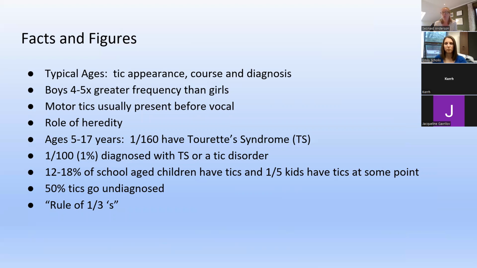And there's the role of heredity, so these are genetic in nature. This is an involuntary neurological condition, and the age of onset is around 5 to 7. That's usually when tics start. It's believed that around 1 in 160 have Tourette syndrome, and about 1 in 100, about 1% of the population, are diagnosed with Tourette syndrome or a tic disorder.